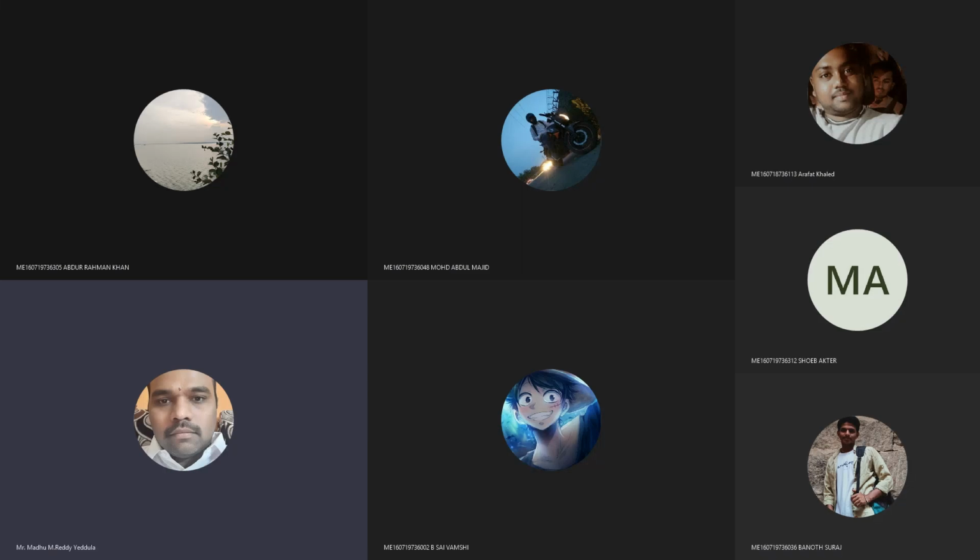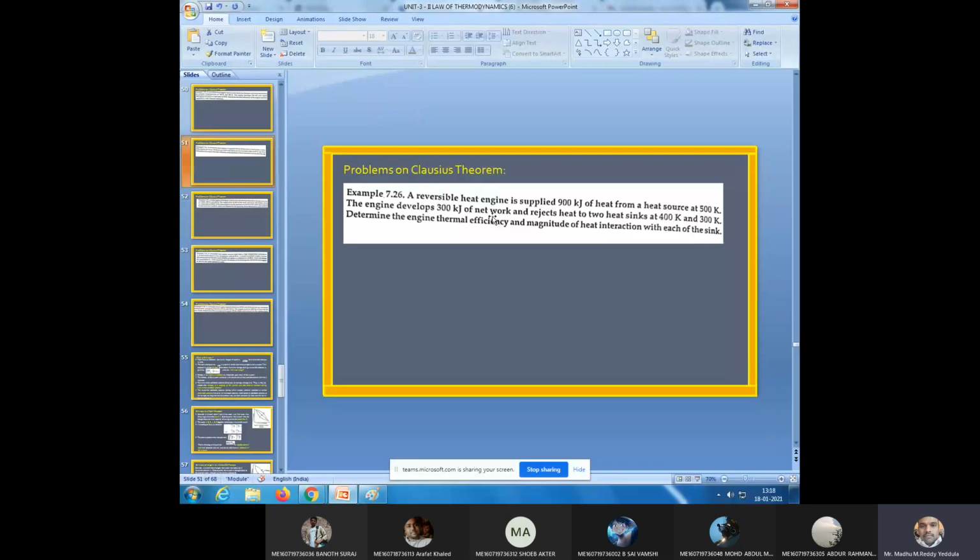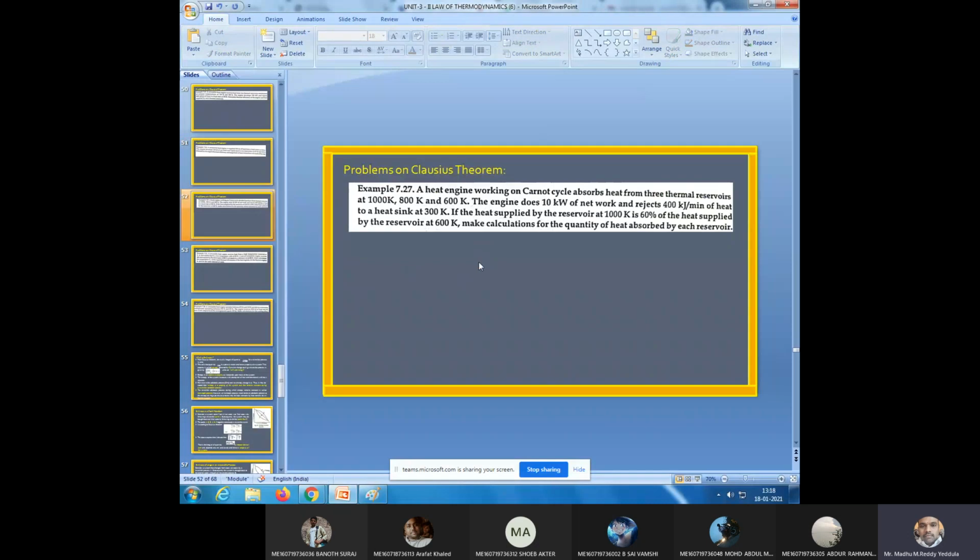Till this problem, the reversible heat engine is applied 900 kilojoules of heat from a heat source, and it rejects to two heat sinks. Okay, one source and two sinks. And before this problem, we solved two sources and one sink. Now today we will take this problem: a heat engine working on Carnot cycle.